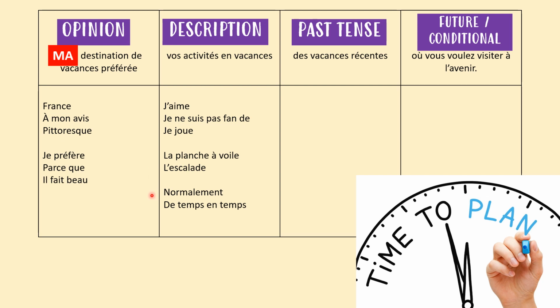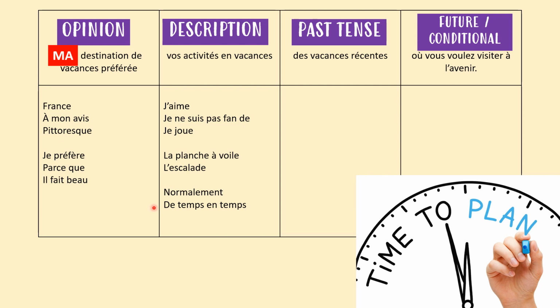And I've just made a little list of present tense time phrases that I know. So I've put normalement, normally, and de temps en temps, from time to time. You might use ones like d'habitude, usually, or souvent, often, just some time phrases to make our sentences a little bit more interesting and to extend them.